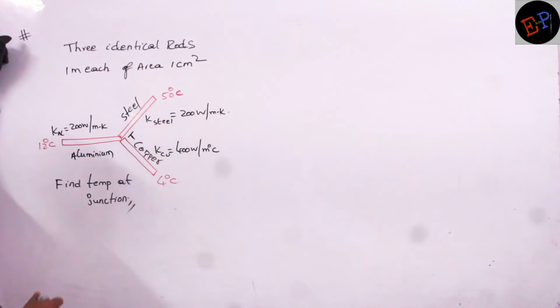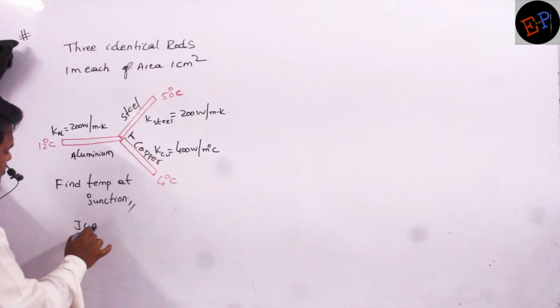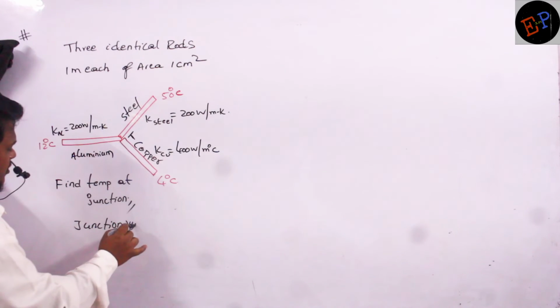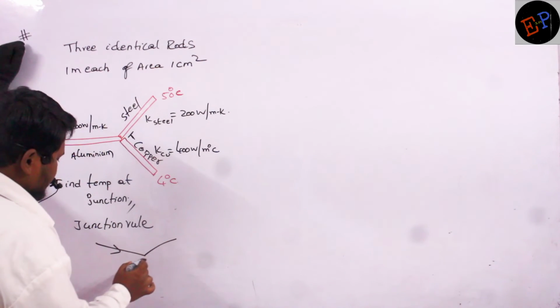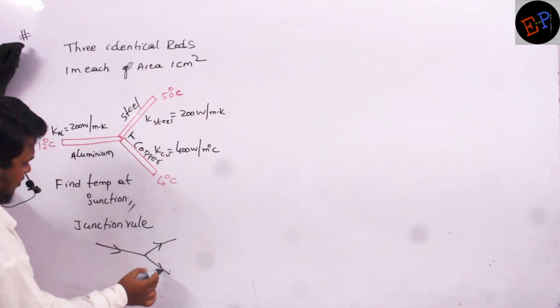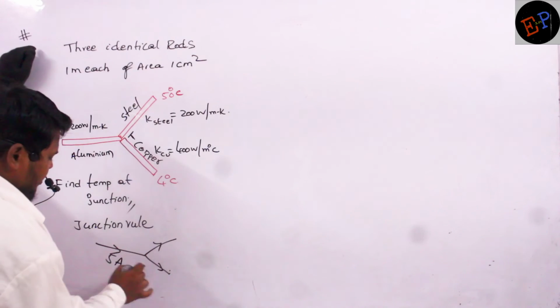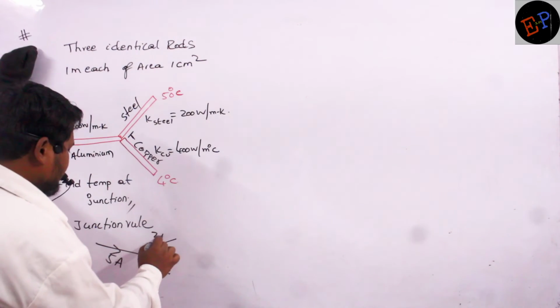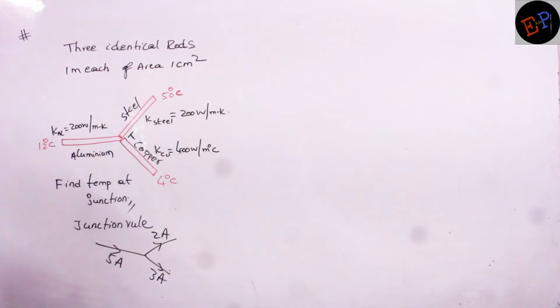So in current electricity we have studied the junction rule, no? What is the junction rule? Consider this current entering from one wire, 5 amperes of current. This current will be distributed in these two wires, 2 amperes of current and 3 amperes of current. Current can be distributed like this.